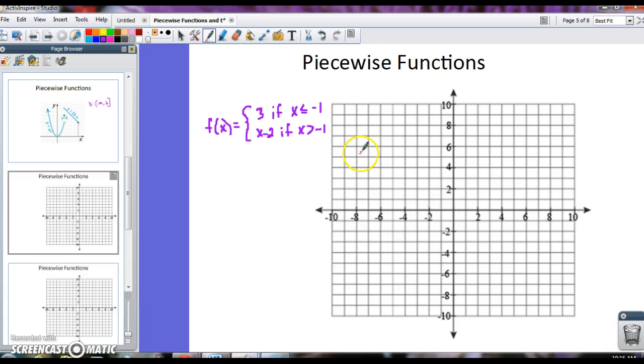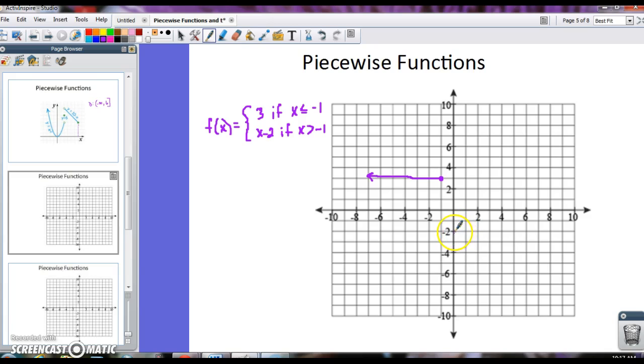And so if we were to go ahead and graph that, it's pretty straightforward, right? When x is less than or equal to negative 1, my function is going to be equal to 3, which means I would have a closed circle there. I have this constant function, and so I just have this horizontal line going all the way in that direction. Okay. The other component of that is x minus 2 when x is greater than negative 1. Looking at that, it's pretty straightforward to graph it.